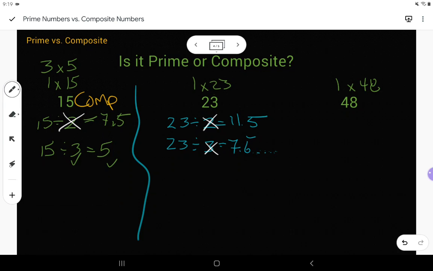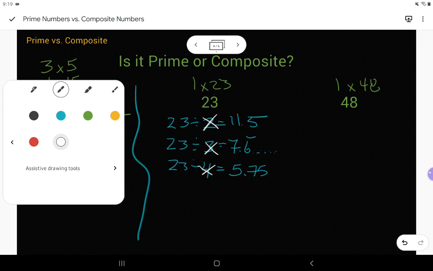Because we get a decimal, 3 is not a factor. We'll try 4 now. 23 divided by 4 is going to give us 5.75. Again, it's not an ugly decimal number, but it's still a decimal number. So 4 is not a factor.